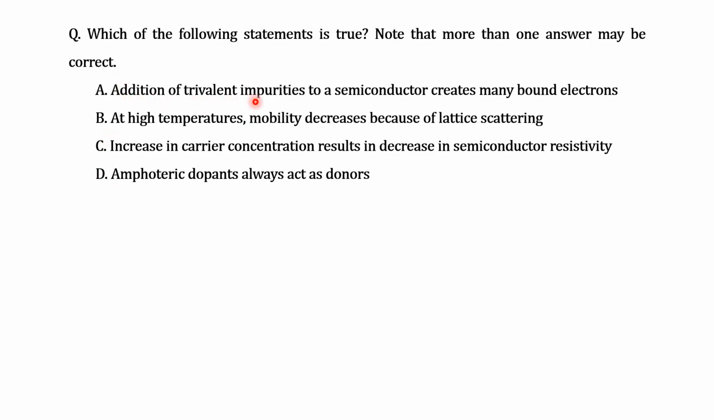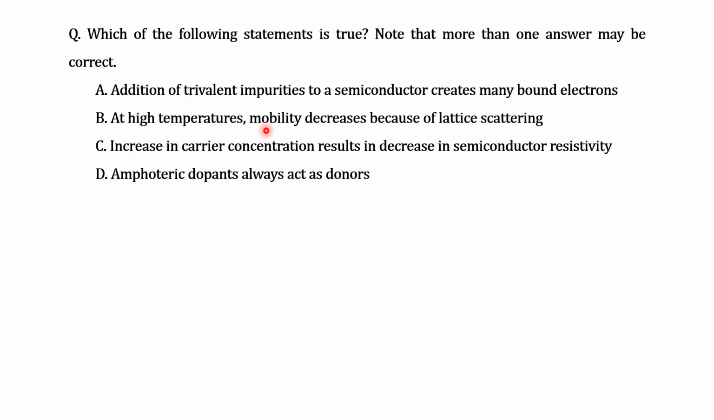...is that adding trivalent impurities to a semiconductor creates many bound electrons. So most semiconductors that will be in our question will be tetravalent, that is silicon. If we are taking trivalent impurities, it already has an electron deficit, right? Therefore, it won't create bound electrons. And whatever they do, we never create bound electrons. These electrons will be free for conduction, right? Therefore, A will also be wrong. So in that case, B and C will be correct.